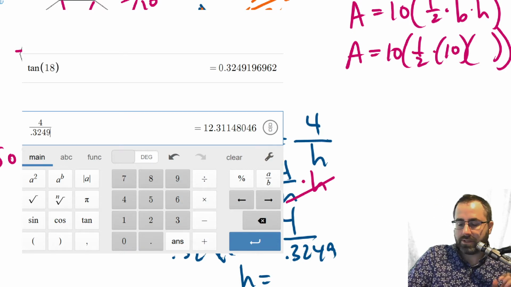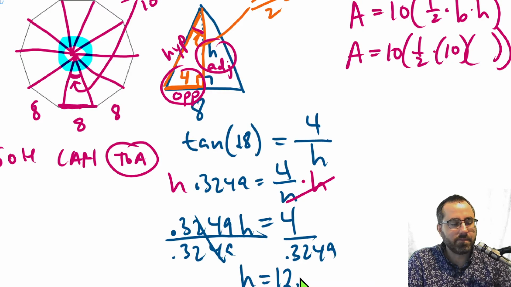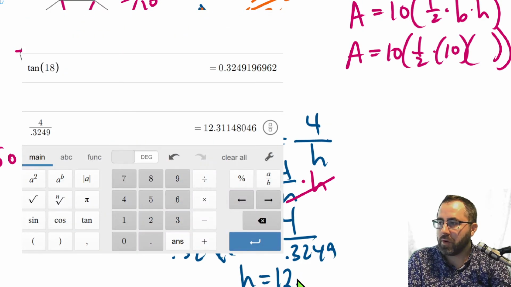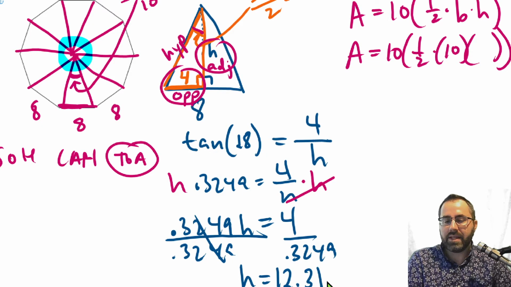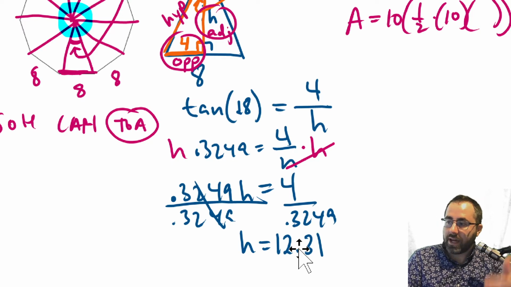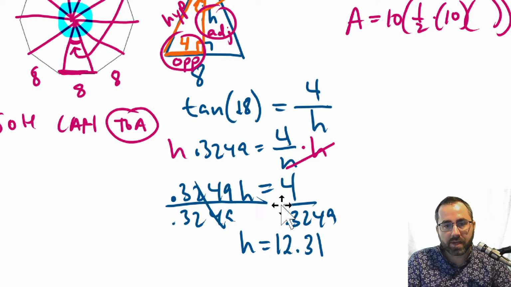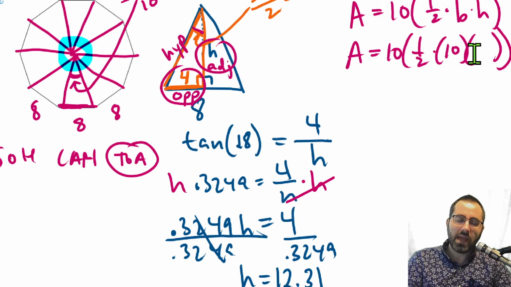12.31. So that's an important number, because what does that number represent? That represents, I gotta look at it again, 12.311. 12.31, that's an important number because what that represents is, of course, the height. That unlocks the problem, and that allows us to say, okay, now we can find the area of one of these triangles and then times it by 10.